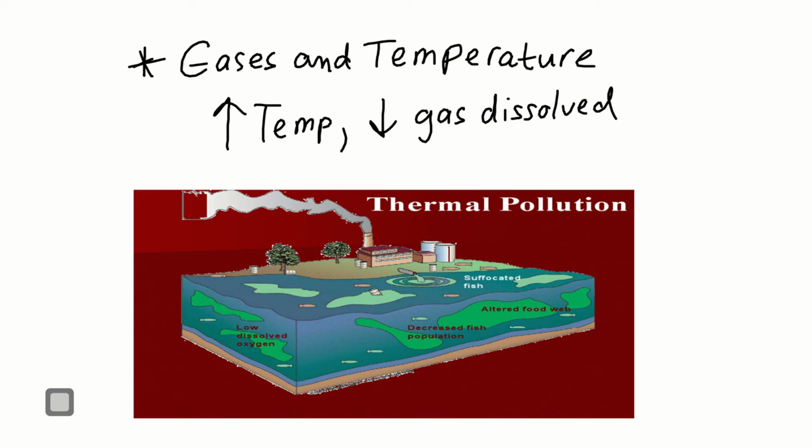Gases and temperature. The only opposite about this is gases. If you increase temperature, you actually decrease the gas that's dissolved, because those gas particles are moving quicker and can actually jump out of the solution. This is the bad case of thermal pollution, where if factories dump out a lot of hot water, they don't think it's causing any issue, but that'll reduce the amount of oxygen in the water, and that can actually kill fish and change the ecosystem in that pond and cause some major problems.